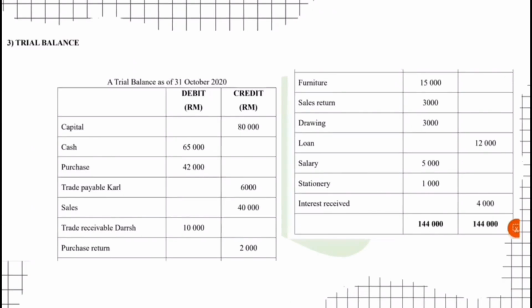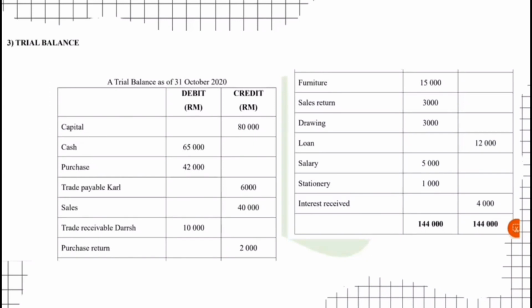A trial balance as of 31 October 2020. On capital, 80,000 ringgit in credit. Cash 65,000 ringgit in debit. Purchase 42,000 ringgit in debit. Trade payable is 6,000 ringgit in credit. Sales 40,000 ringgit in credit.